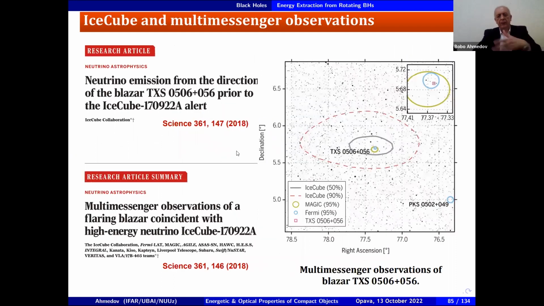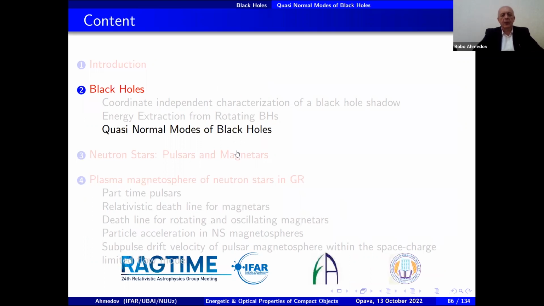And this is supported by observations that these cosmic rays are produced in the center of the supermassive black holes. So it is very interesting from this point of view.